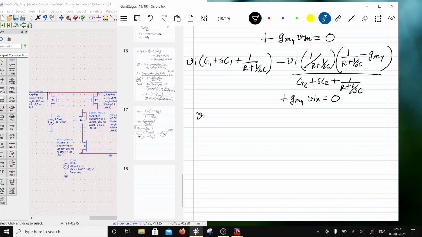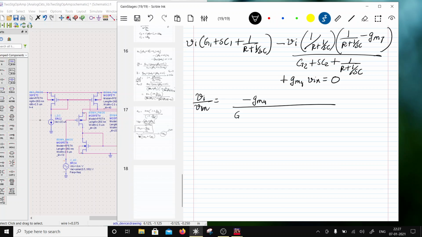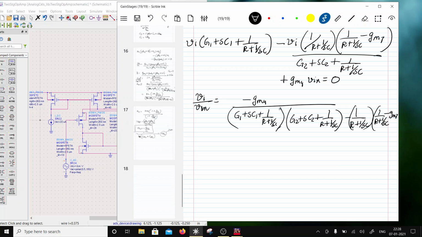Okay, so now I can get VI over V in. This VI over V in is going to be, so this will become minus GM4 coming to the right hand side, divided by this term G1 plus SC1 plus 1 over R plus 1 over SC, this term minus, okay, so it will be a multiplication of this with this G2 plus SC2 plus 1 over R plus 1 over SC, minus 1 over R plus 1 over SC times 1 over R plus 1 over SC minus GM7. So that is going to be there.